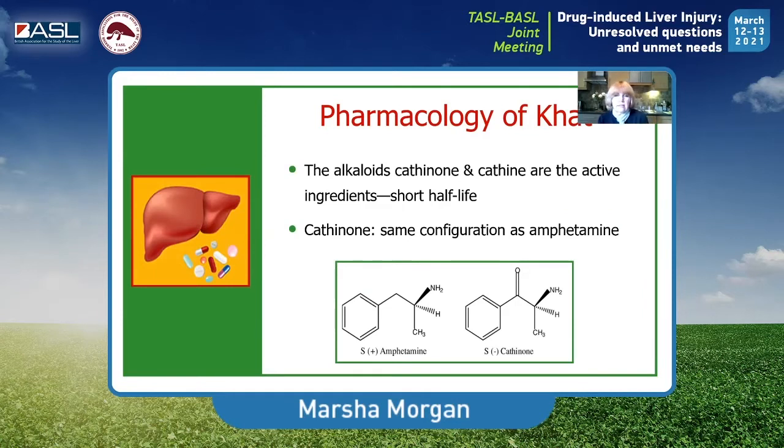The contained alkaloids, cathinone and cathine, are the active ingredients. They have a very short half-life, are cleared from the system within 24 hours. Cathinone has the same configuration as amphetamine and also very similar to the illicit drug ecstasy.